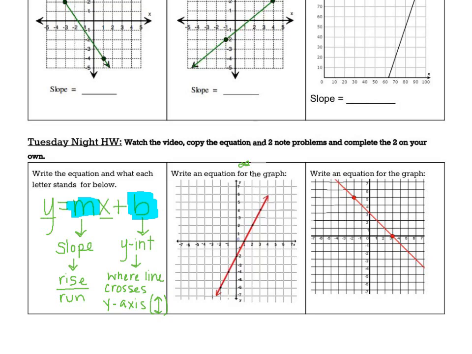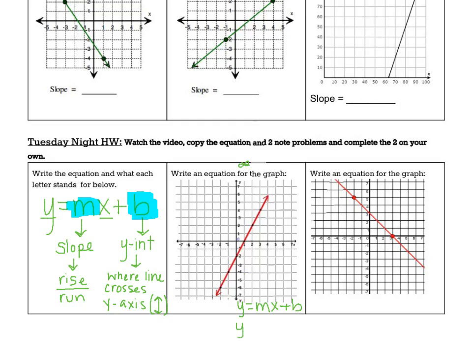and we always want to use the formula y equals mx plus b. It's kind of hard to see. Let's rewrite it down below. Always use the equation y equals mx plus b. And really, to answer this problem, write an equation for the graph, we just have to find m, which we practiced yesterday, find b, and plug them in.